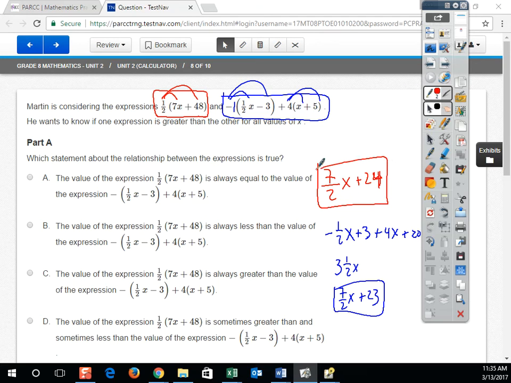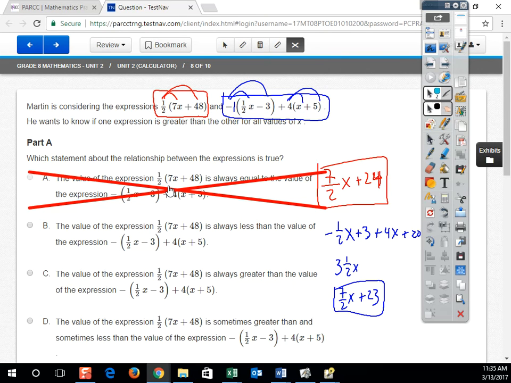All right, so we can cross out A. Let's go ahead and do that. Ka-chow. That's the most fun part of this thing, crossing answers out. All right, the value of the red expression is always less than the value of the other expression. Well, in this case, it is clearly bigger because if x was 0, this would have 24, this would have 23, so no.